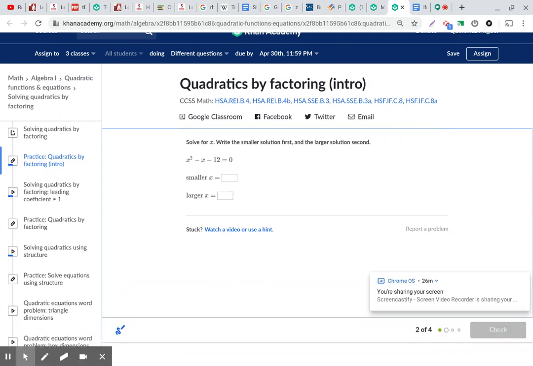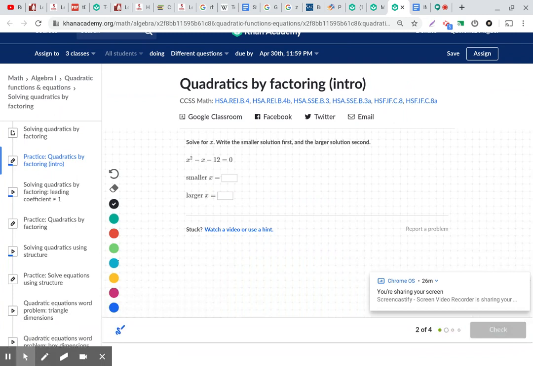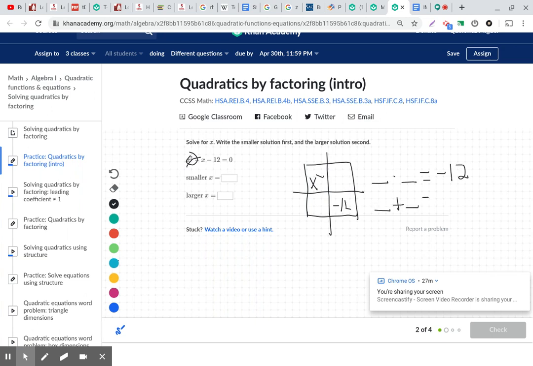What I want you to do, and you should do it on paper, is this one we did over there. This one goes here, and this one goes here. Then something times something equals negative 12, and something plus something. We might take 2 days on this. I'm not 100% sure, so let's see how you do with this one. The answers are 4 and negative.